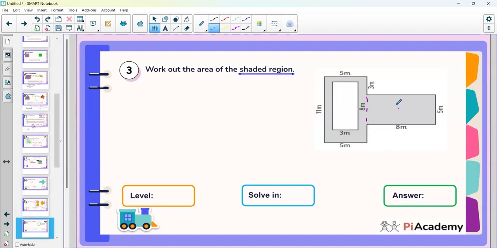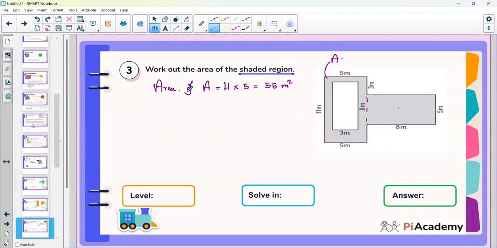Very good. Excellent. What we require is the shaded area, but alongside we also have these white areas. So what we can do is first work out the area of the outer left rectangle. Let's call this rectangle A. What is the area of A? It is length multiplied by width, isn't it? So it is 11 times 5, which is 55 meters squared, right?